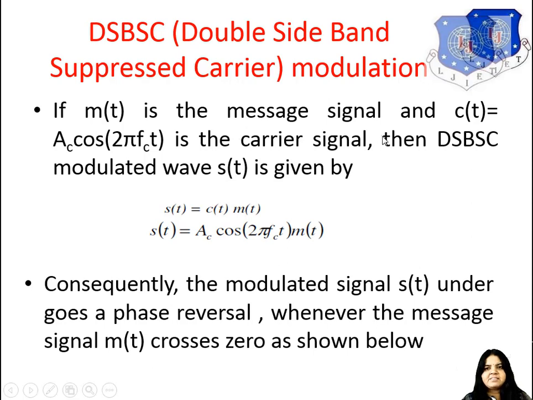If the message signal is m(t) and c(t) = Ac cos 2πfct is the carrier signal, then the DSBSC modulated wave is denoted by s(t). s(t) is the carrier multiplied by m(t). So the carrier is Ac cos 2πfct times m(t). Consequently, the modulated signal s(t) undergoes a phase reversal where the message signal m(t) crosses zero.